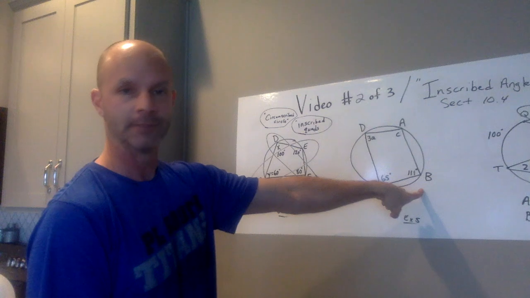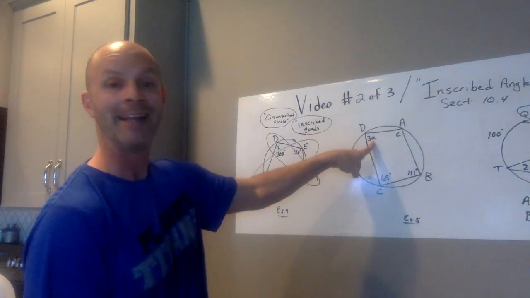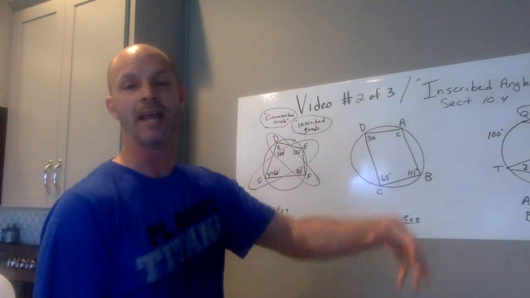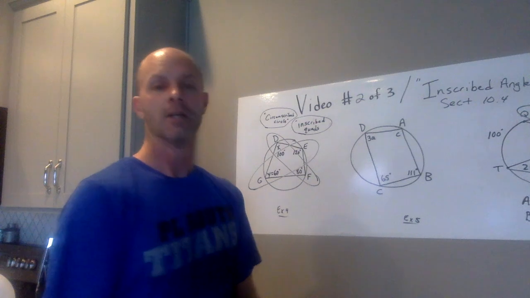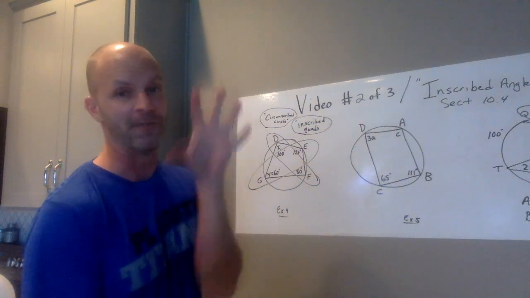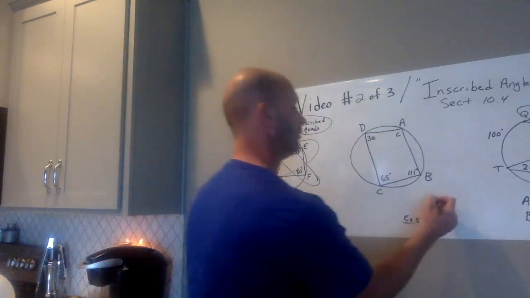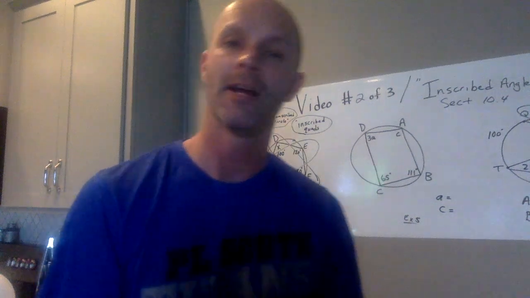Angle B is 111 degrees. And angle C is 65 degrees. Angle D is 3 times A. So we're going to obviously have to figure out what that is. So go ahead now. Here's what I'm looking for. I want to know just the variables. What does A equal? And what does C equal? So we'll hit pause one more time. Try these two. We'll be back in just a moment.